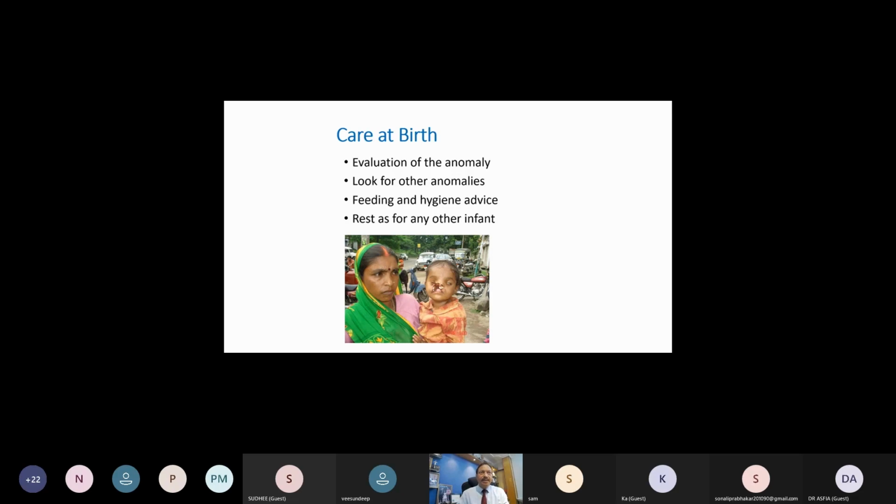So at birth, evaluation of the anomaly should be done. Other anomalies should be looked after. The more important anomalies to look after are cranial anomalies, any episodes of convulsions, and the cardiac anomalies. Most other anomalies of digits, hands and feet will be visible, but the internal anomalies should be looked for.